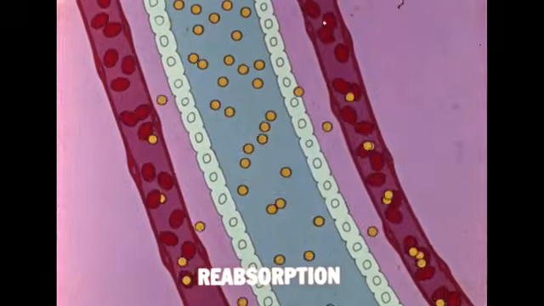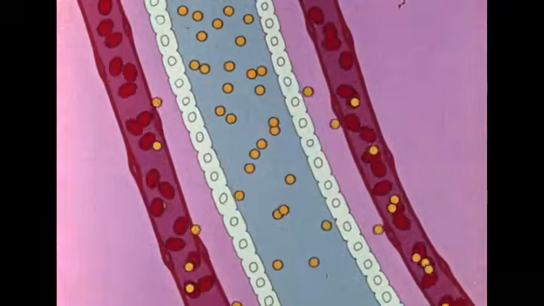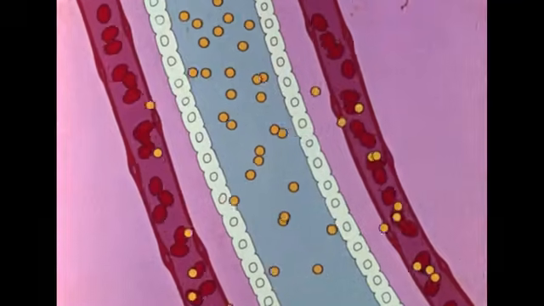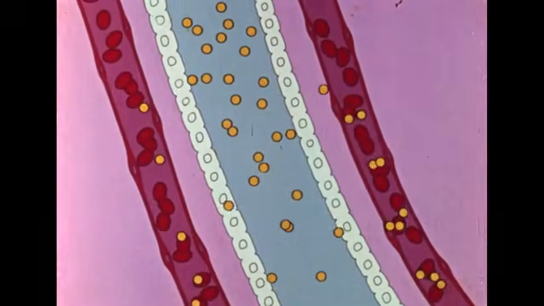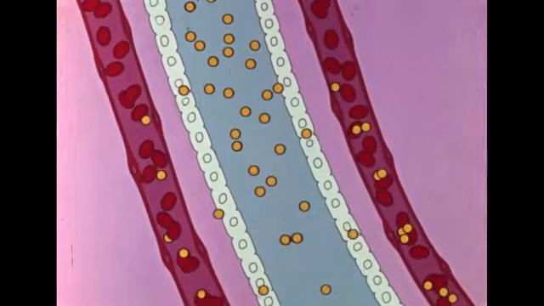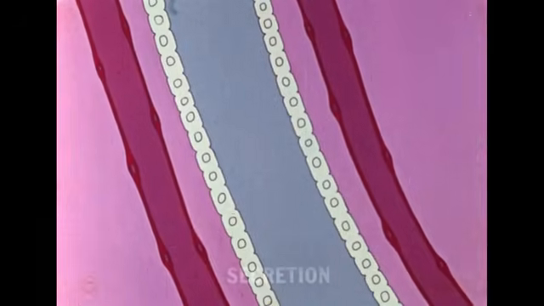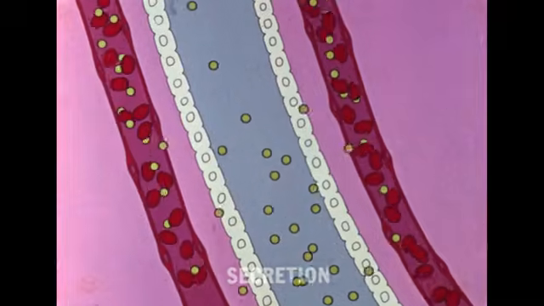Glucose and other materials are reabsorbed against the diffusion gradient. They move from an area of low concentration to one of high concentration. This is active transport and requires a great expenditure of energy. Some materials are secreted from the blood into the tubule. This movement also involves active transport.